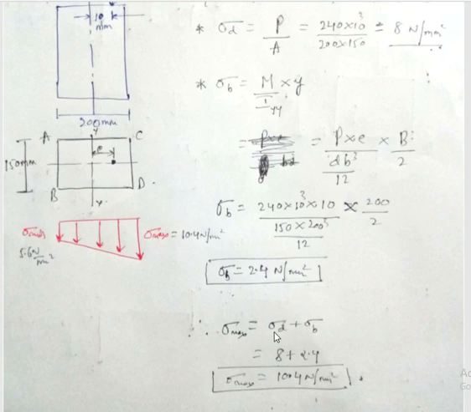Maximum stress is sigma D plus sigma B, that is 8 plus 2.4, that is 10.4 Newton per mm square, which is acting at this section, right section. Since it is positive, that means the stress is compressive in nature.